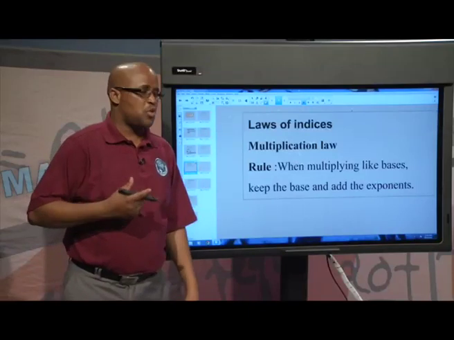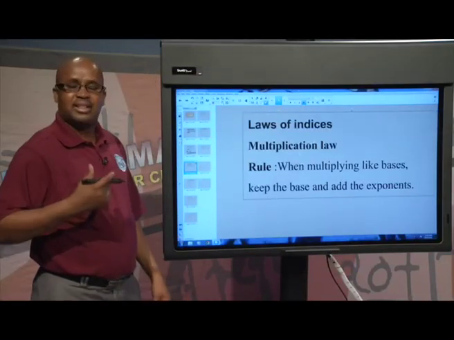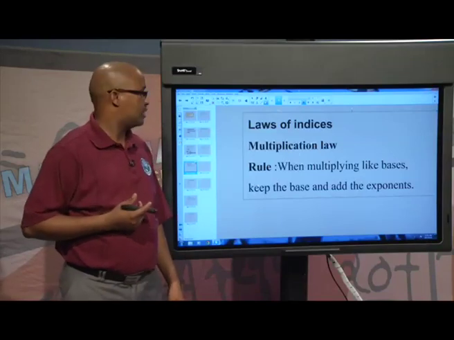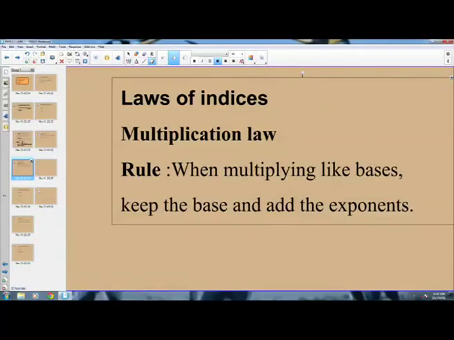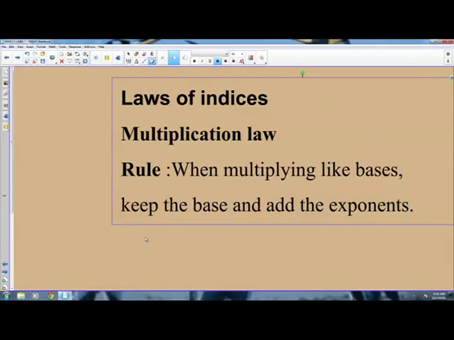Thank you. You are saying I should elaborate on the multiplication law of indices. The rule is, the multiplication law of indices says when multiplying like bases, keep the base and add the exponents. So you will be multiplying situations where the bases are the same. And then what do you do when the bases are the same? You keep the base and then add the exponents. This is what you do. Remember this word exponent, we can always refer to this as an exponent, the power, or the index.